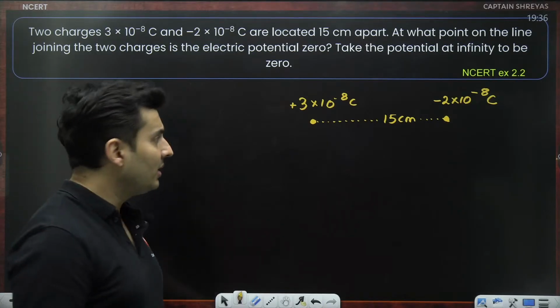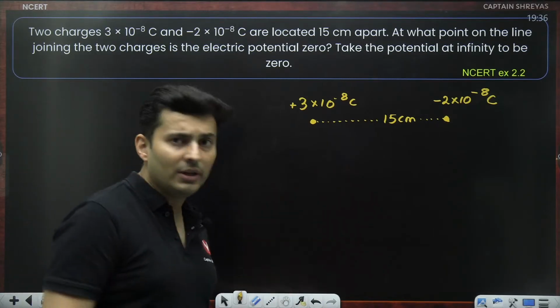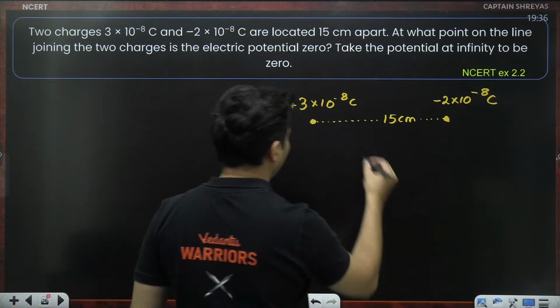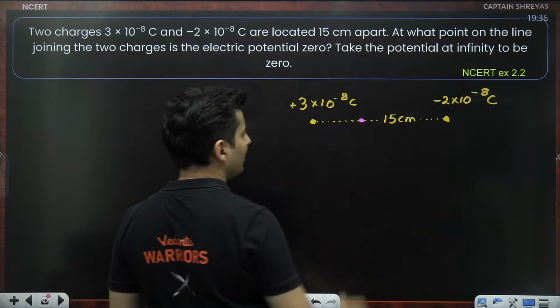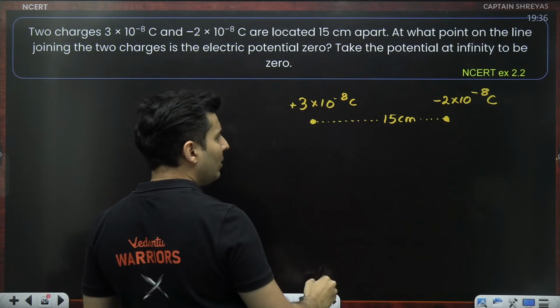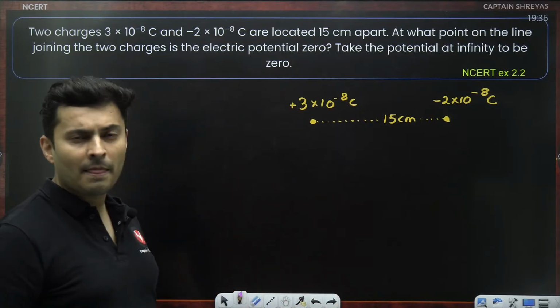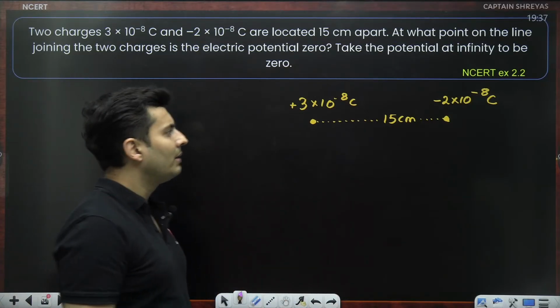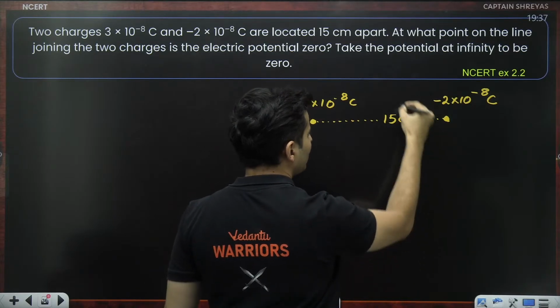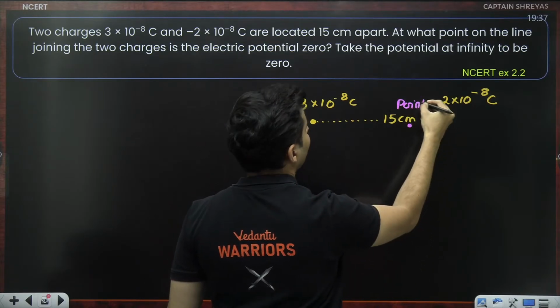Now, in order to solve this particular question, what will you do? You will choose some point where the potential is 0. I can choose that point to be anywhere. Maybe it is here, maybe it is here, maybe it is here. Where do you think most likely it will be? I think it will be somewhere in between. I don't know where that point is. Maybe I'll choose that particular point to be here.